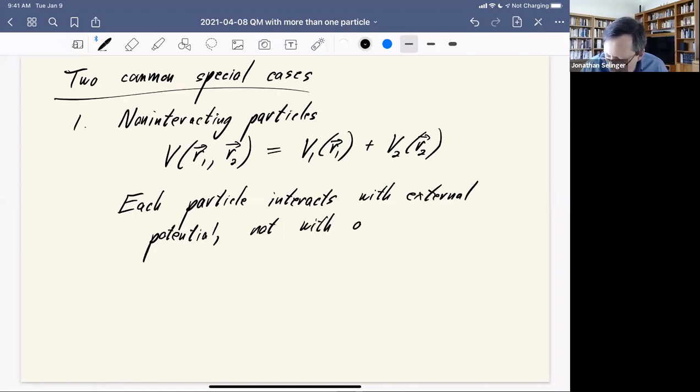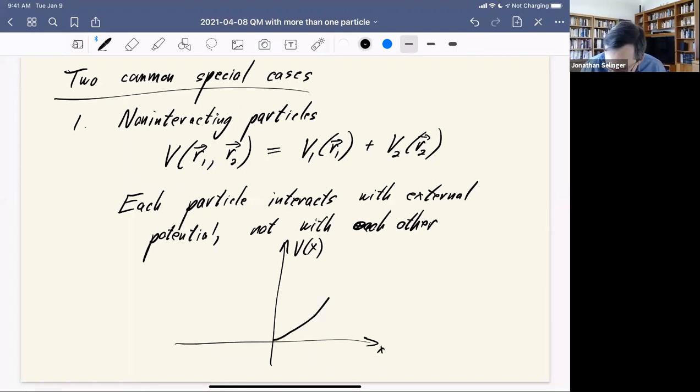So, no, not with each other. Okay. So an example of that would be, say, for the simple harmonic oscillator. So if you have a simple harmonic oscillator with V of x as a function of x, that looks like this. Parabola. Okay, so suppose you have a blue particle that goes up and down in the simple harmonic oscillator, and you also have a red particle that goes up and down in the simple harmonic oscillator.